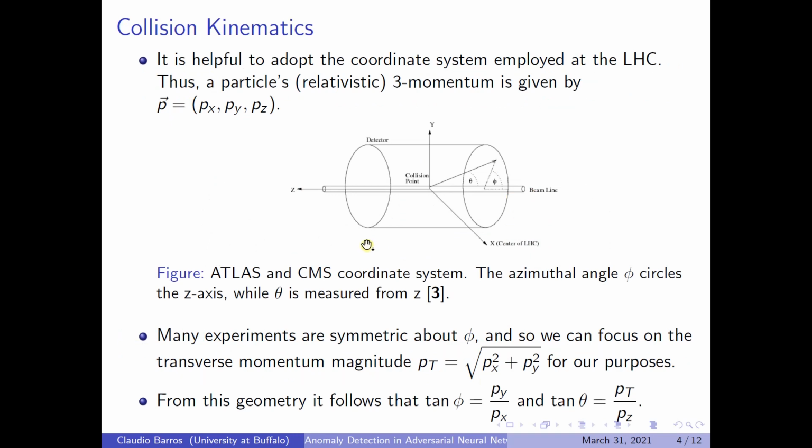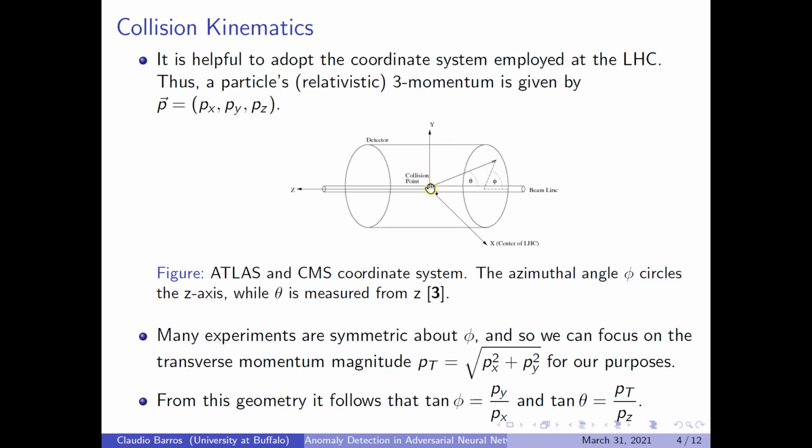So let's look at some of the collision kinematics. It is helpful to adopt the coordinate system employed at the Large Hadron Collider. Thus, a particle's relativistic 3-momentum is given by p equal to (px, py, pz). And here we have a diagram of how the experiment happens at the collider itself. We see that the z-axis is the direction in which the beam is traveling, and the transverse plane, in this case the x-y plane, cuts the z-axis at cross sections.